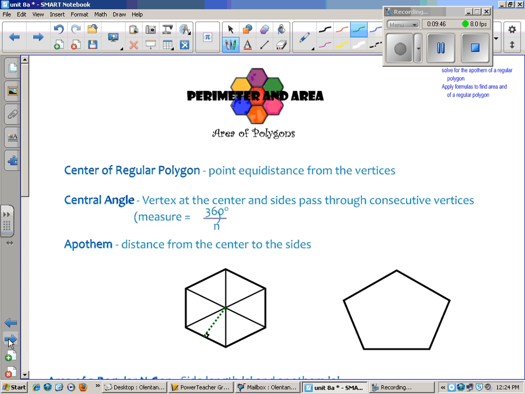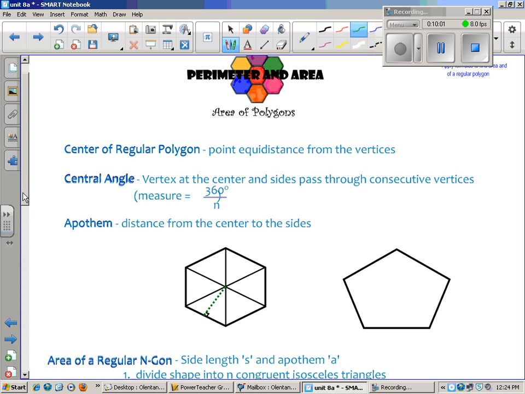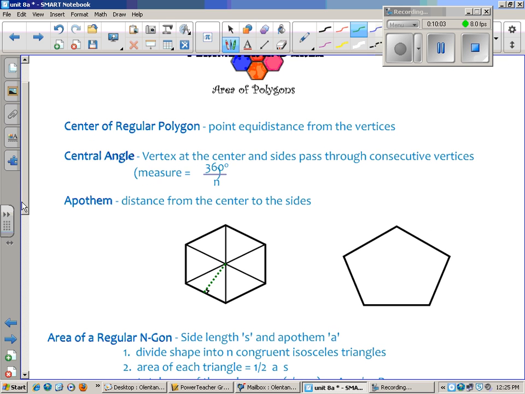Remember, the apothem is to the side. That's one thing you have to be careful of. It's not to the corner, it's to the side. So what we do to find the area is make right triangles, because right triangles are our best friend. If we can find a right triangle, we have so many tools to find missing pieces.